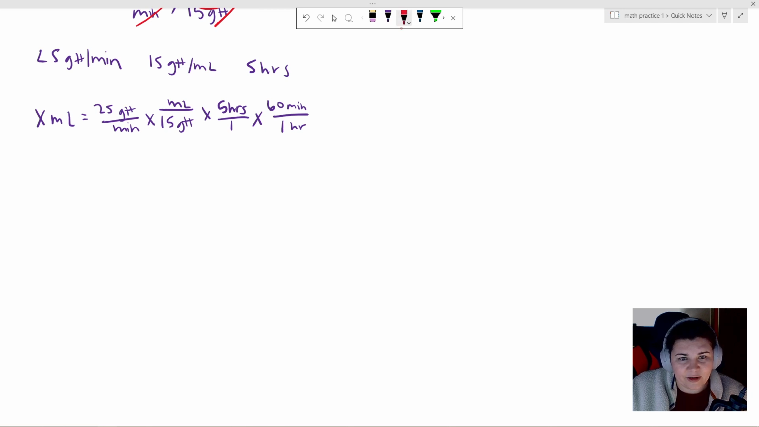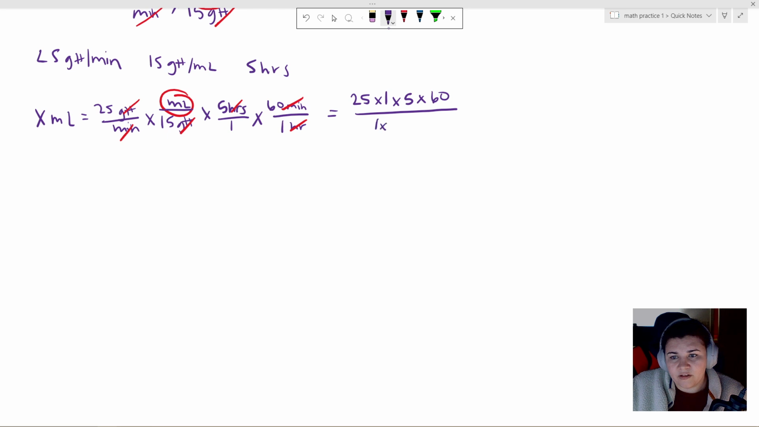So we'll go through and cancel out our units. Drops cancel each other out. Hours cancel each other out. Minutes cancel each other out. And again, surprise, surprise, we're left with milliliters. So when that all works out, you end up having 25 times 1 times 5 times 60 all over 1 times 15 times 1 times 1, which then gives you 7,500 over 15 mLs. Translate that to 500 milliliters.